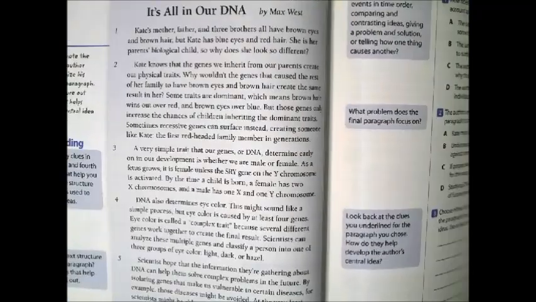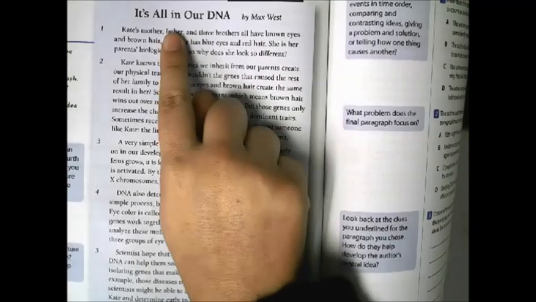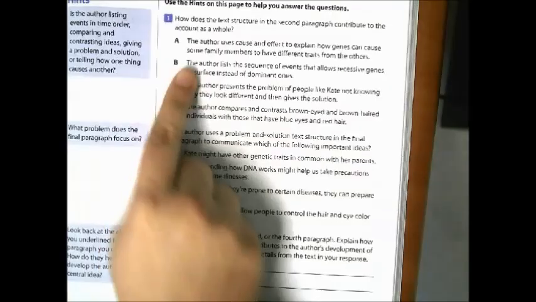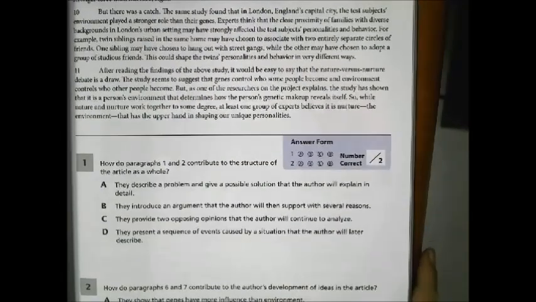Okay. Moving on. As this is independent work, now all you need to do is read It's All in Our DNA, answer these 3 questions, and then move on to the cold read.